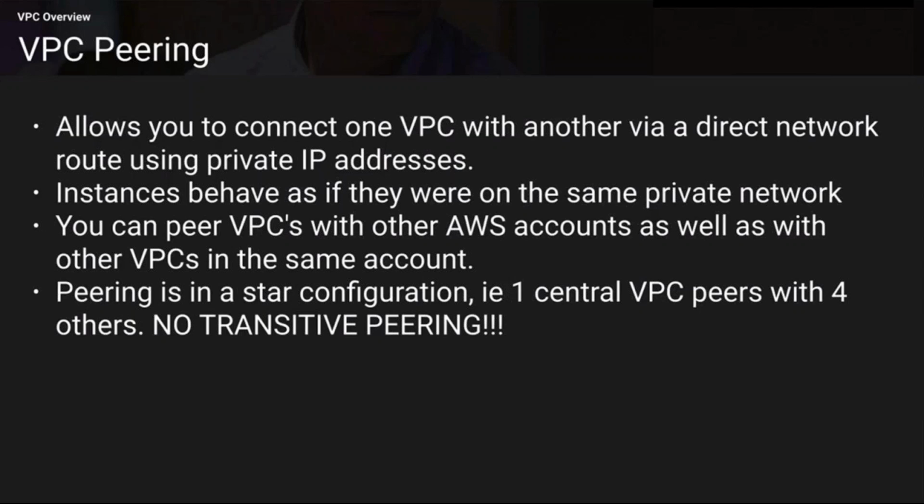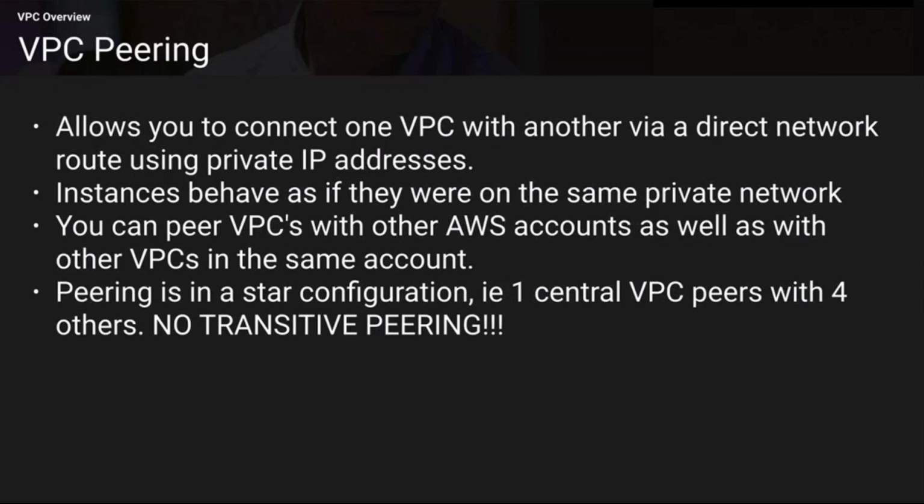You can peer VPCs with other AWS accounts as well as with other VPCs in the same account, so it works both ways. If you also have a VPC in your AWS account and you want to peer it with my VPC, we can do it. Or you can create multiple VPCs in your own account and then peer them up. So you have both ways of peering VPCs: either in your own account or with VPCs in other accounts as well.